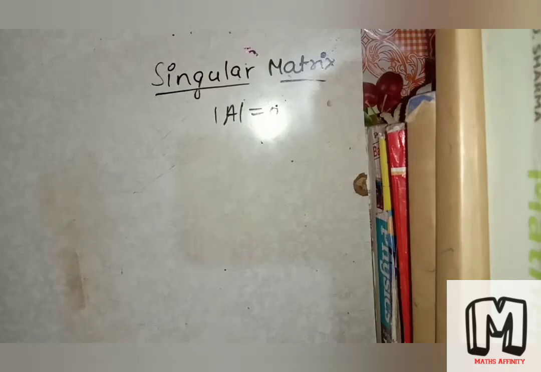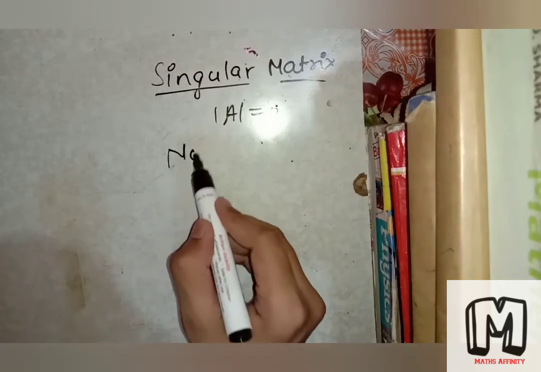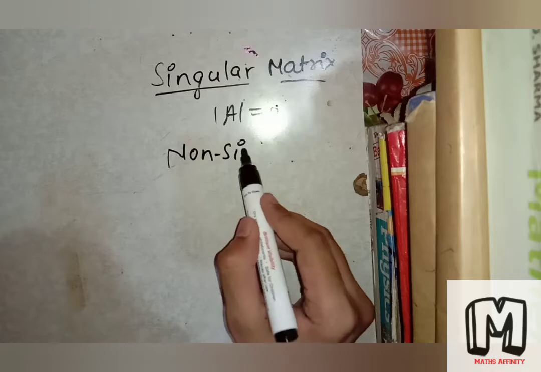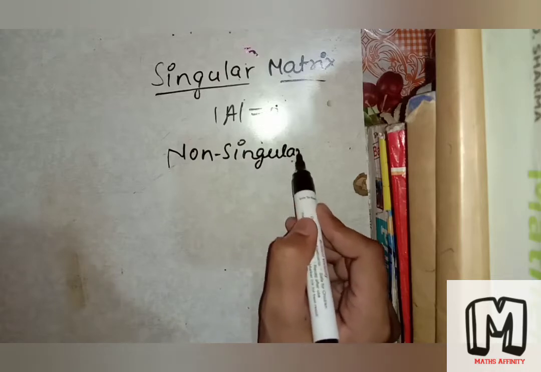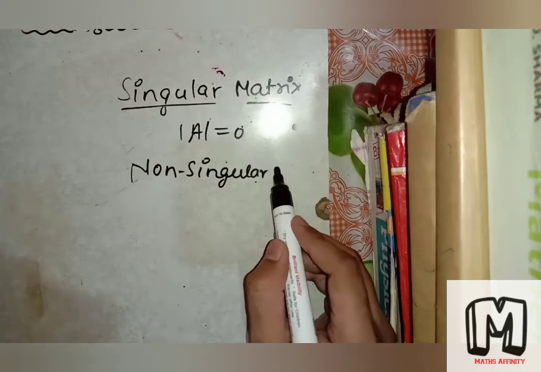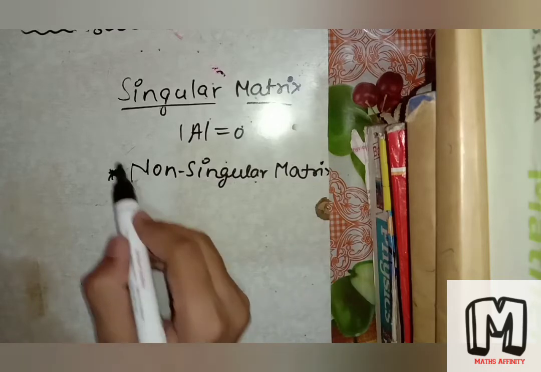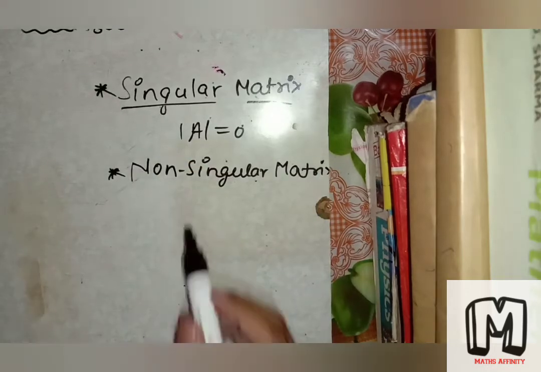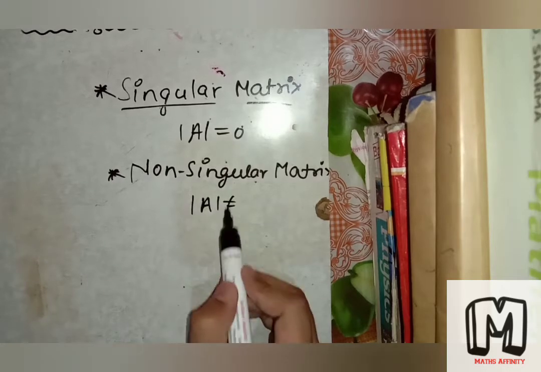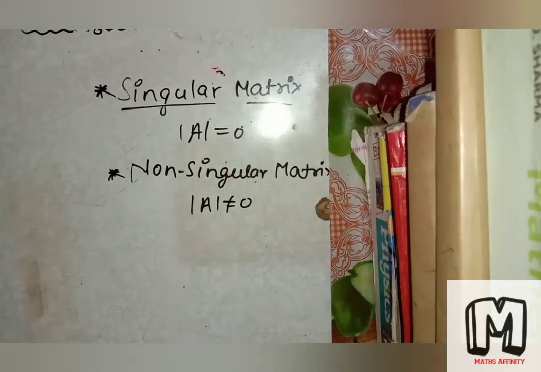And what is the non-singular matrix? What are you thinking? I hope you are thinking that the determinant is not equal to 0. If you are thinking this, then you are thinking right. Means determinant of A is not equal to 0, then that is a non-singular matrix.